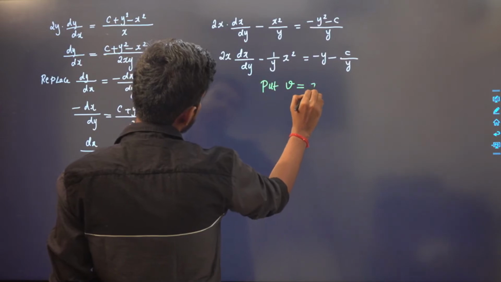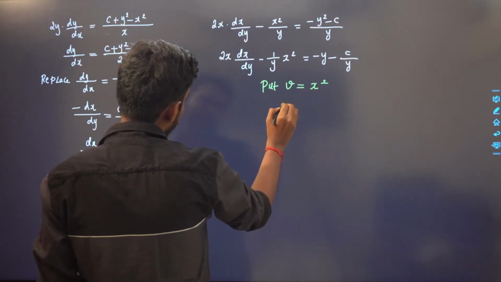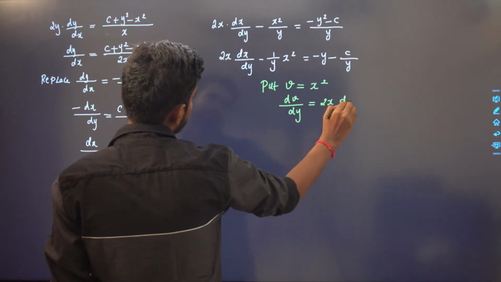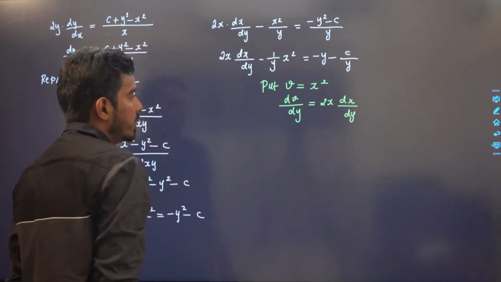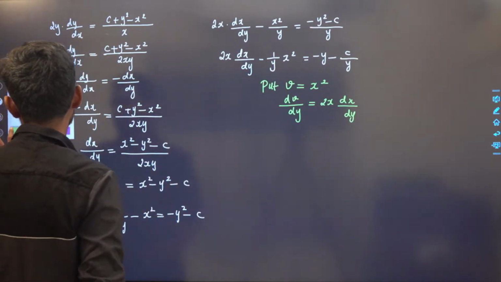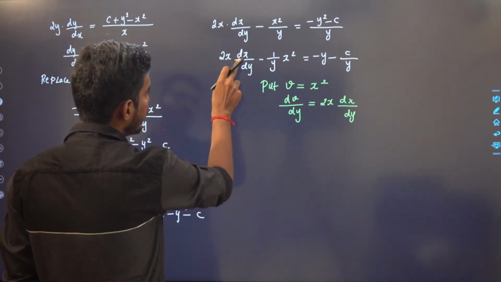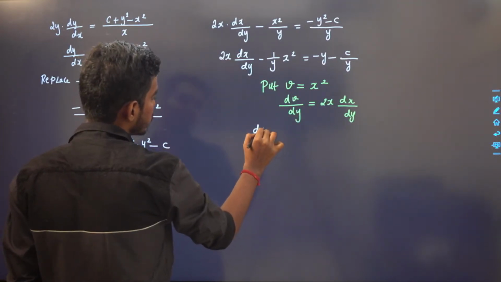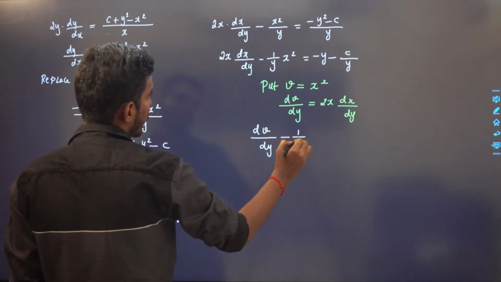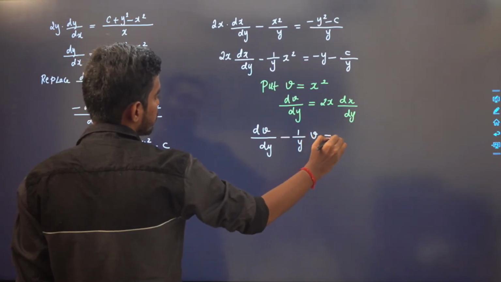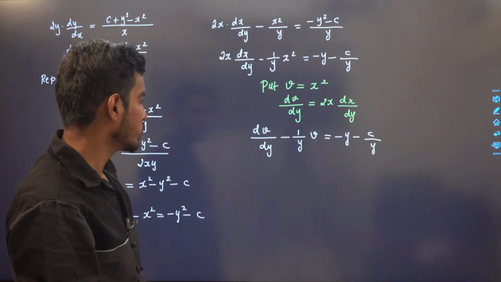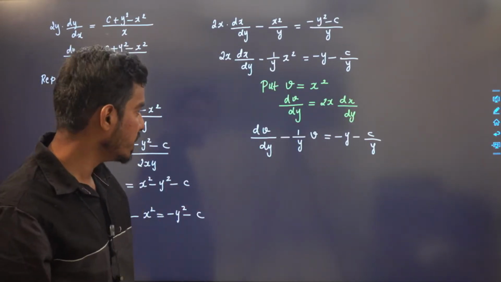If I put v is equal to x square, differentiating with respect to y, we have dv by dy is equal to 2x dx by dy, right? So after the substitution, I can replace 2x dx by dy by dv by dy, and this is 1 by y, and instead of x square, I can replace by v, which is a linear differential equation. So instead of dx by dy, here we have dv by dy.